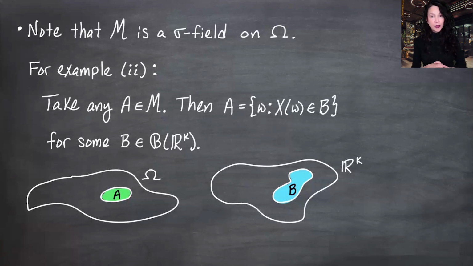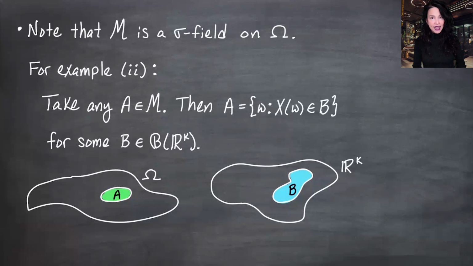This means every point in A maps into B. Not every point in B needs to be covered, because a random variable does not need to be onto the second space. But every point in A maps into B, and every point outside of A maps outside of B. Because if a point outside of A mapped into B, A was defined to be the inverse image of B, so that point would actually be in A.